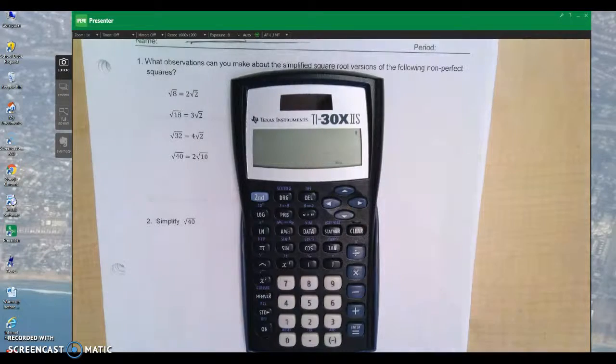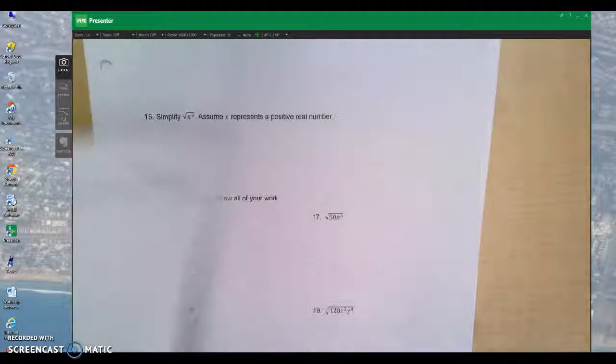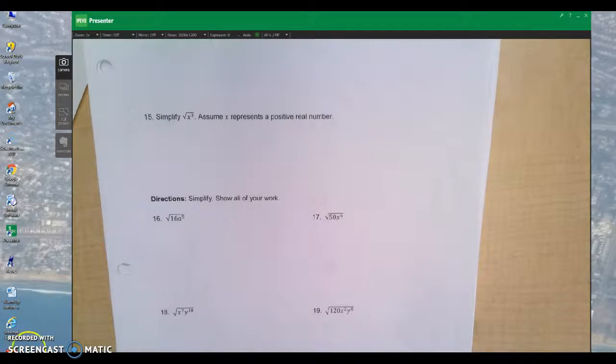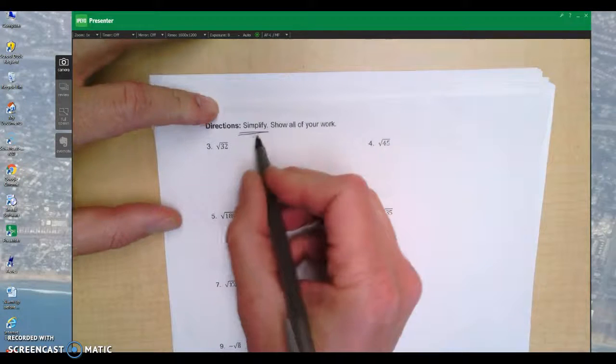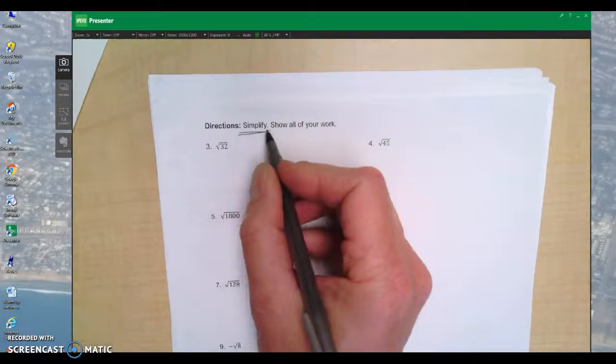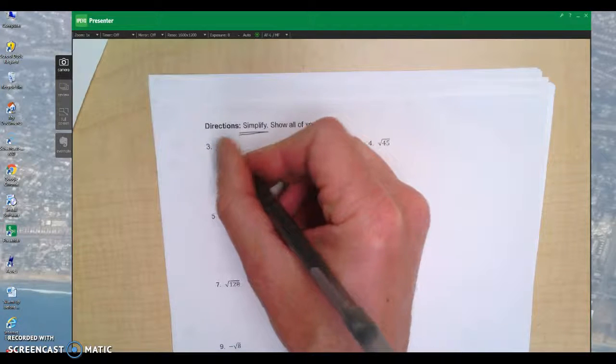Okay, so now on page 24, stand by. Now we're not going to use a calculator. We're going to use a method called simplifying square roots. So what I'd like you to do is think of the factors of 32 for me.